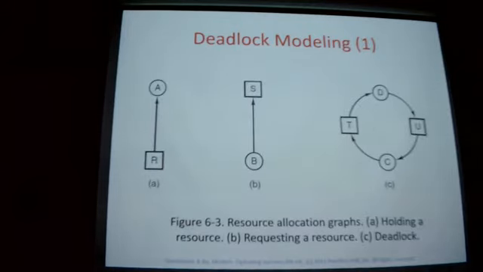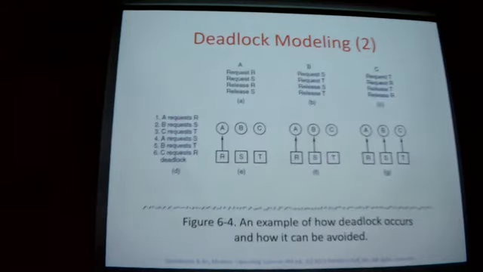This figure is simple because there are only two processes and only two resources. So maybe the relationship can be complex. For example, in this example, there are three processes: process A, process B, process C, and three resources R, S, and T. Three processes and three resources. So we can see that process A requests R and S.